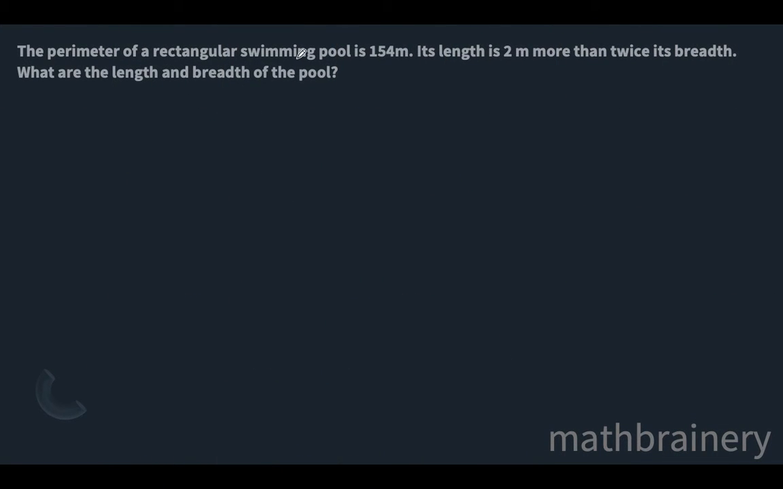The perimeter of a rectangular swimming pool is 154 meters. Its length is 2 meters more than twice its breadth. What are the length and breadth of the pool? So what is the perimeter of a rectangle formula? Perimeter is equal to 2 times (length plus breadth). According to the question, the perimeter is equal to 154 meters. The condition in the question is the length is 2 meters more than twice its breadth.